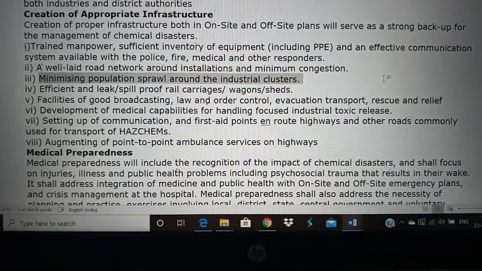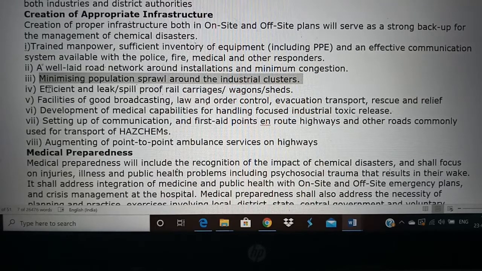If you see all the gas agencies which are in Vellore and all over the country, you will see that they are outside the town. Very few gas companies are inside the town. Even if they have an office, they will have their godown outside the town. So that is to minimize population around the industrial area.